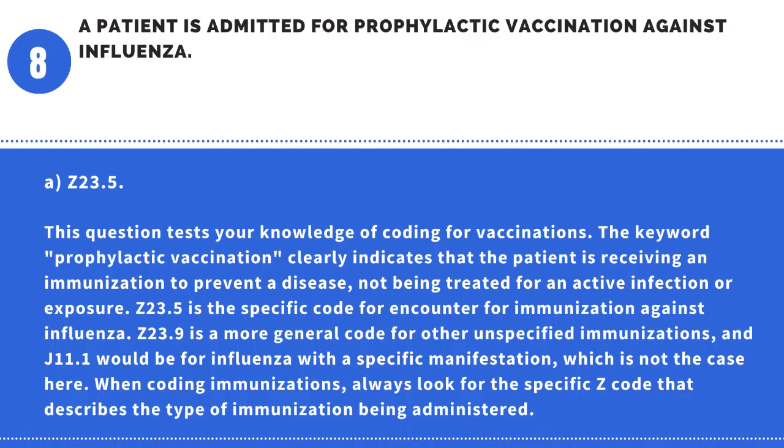The keyword prophylactic vaccination clearly indicates that the patient is receiving an immunization to prevent a disease, not being treated for an active infection or exposure. Z23.5 is the specific code for encounter for immunization against influenza. Z23.9 is a more general code for other unspecified immunizations, and J11.1 would be for influenza with a specific manifestation, which is not the case here. When coding immunizations, always look for the specific Z code that describes the type of immunization being administered.